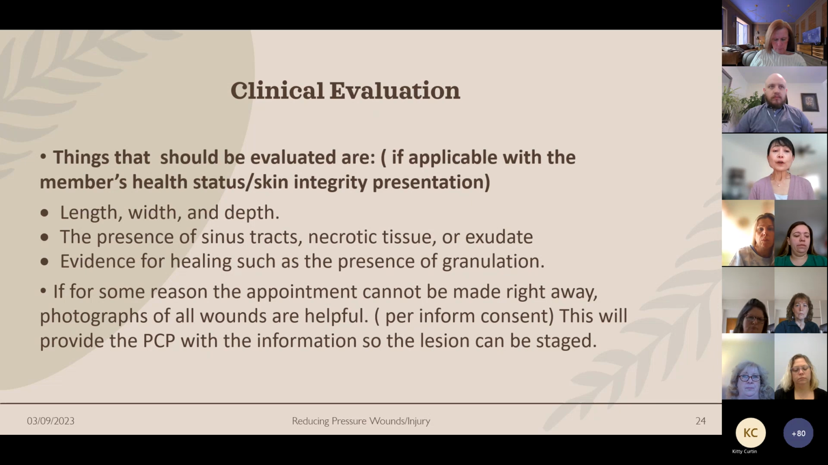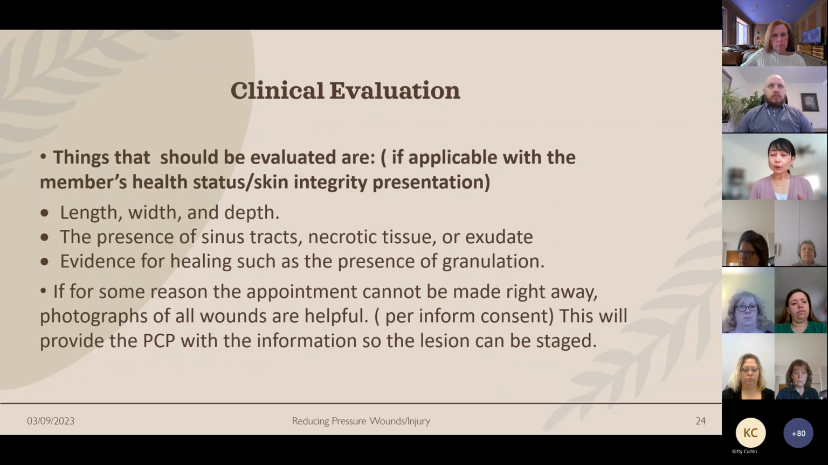If for some reason the appointment cannot be made right away, this relates to when you see the case. If you have consent, sometimes we can, Kitty, please correct me if I'm wrong, take a picture of the wounds that may be helpful, and we can share this with the primary care provider. This does not occur often, but it can happen.